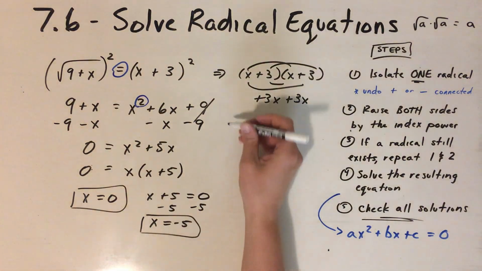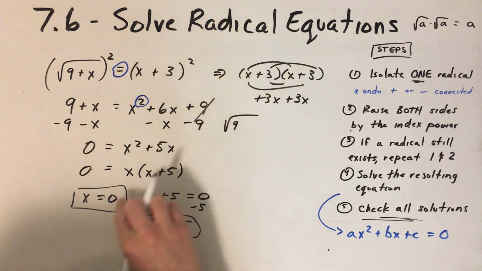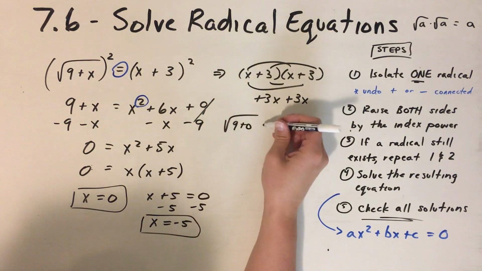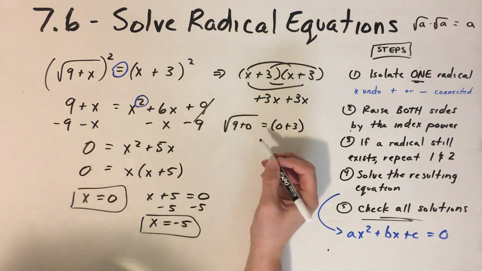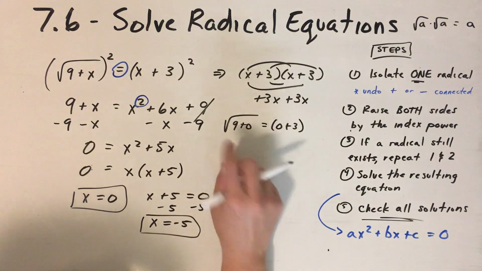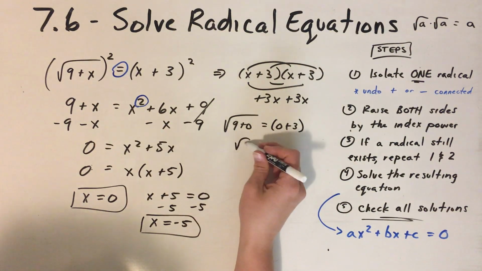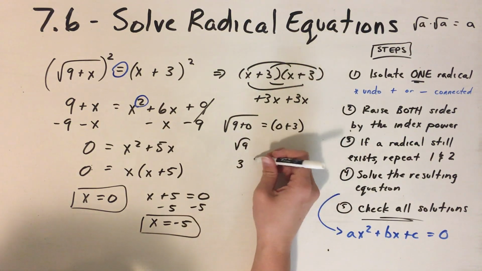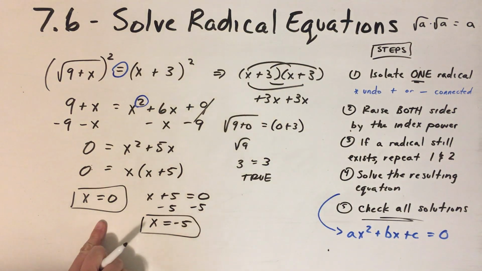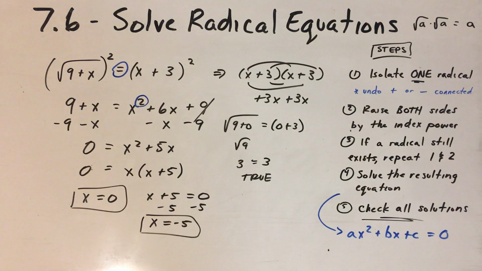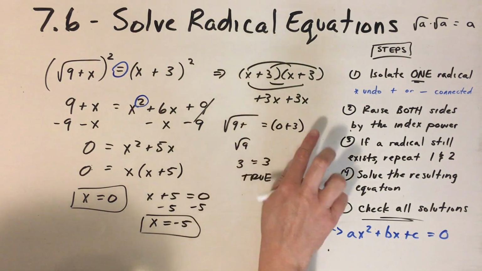And here I'm going to take the square root of 9. I'm going to check the 0 first. That's going to be equal to 0 plus 3. So I have the square root of 9, which is 3, and 0 plus 3 is 3. So this is a true statement. Okay, so we know that 0 works. And now I'm going to do this again, but with -5.